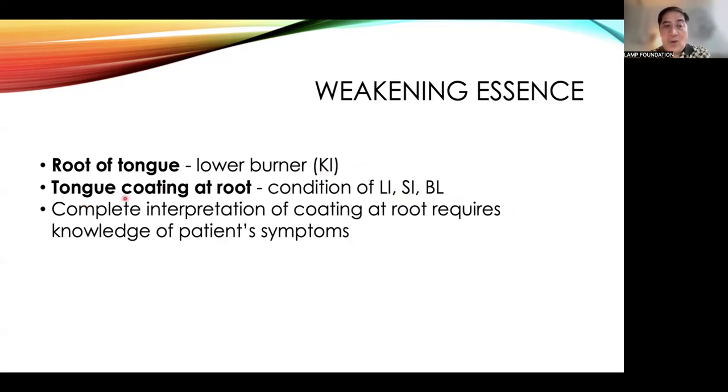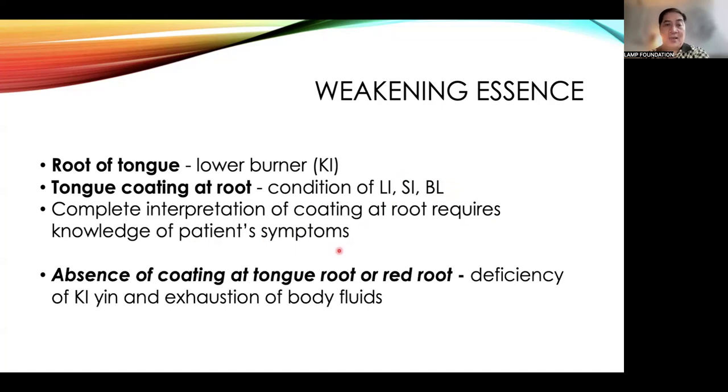Okay? So if you want to assess the tongue coating at the root of the tongue or the posterior third of the tongue, we're actually assessing the condition of the yang organs, no? So the stomach is on the middle third, as well as the gallbladder, the other side, no? So complete interpretation of the coating at the root requires knowledge of the patient's symptoms. Okay? You need to know the patient's symptoms. So we just don't put the picture of the tongue or take a picture of the tongue. You should know the symptoms.